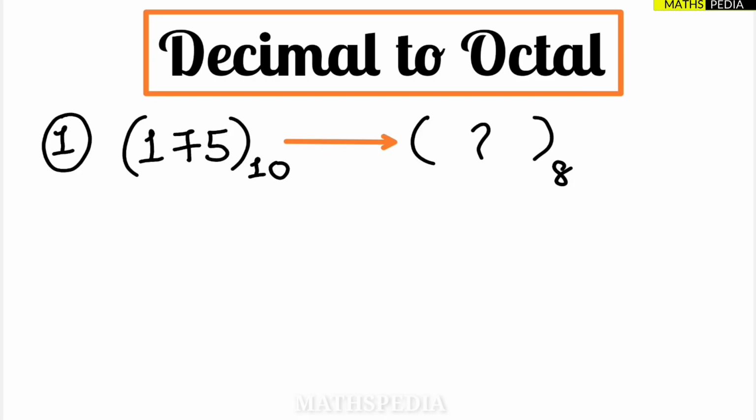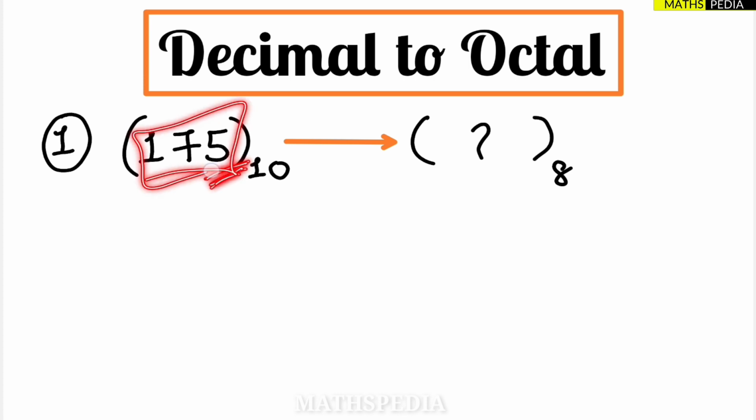So in this video we are going to do the conversion of decimal to octal. That is nothing but base 10 to base 8. Here we have two cases: one is without the decimal point, and the other is with the decimal point. We'll do the second case, with the decimal point, later. The first case is without the decimal point.